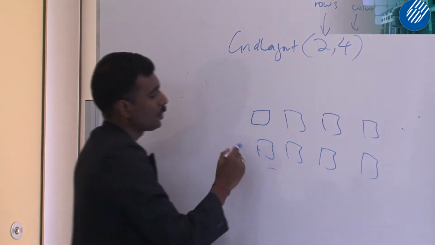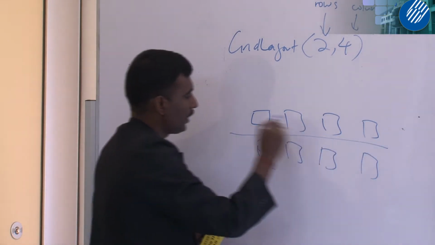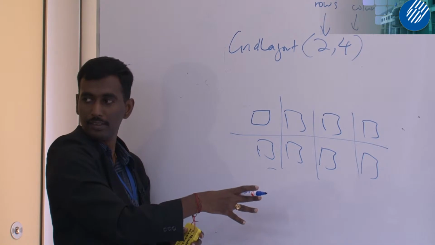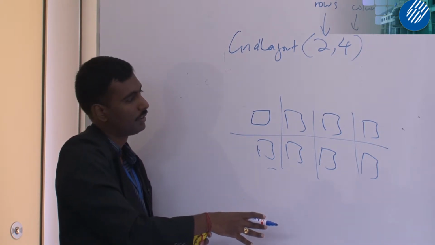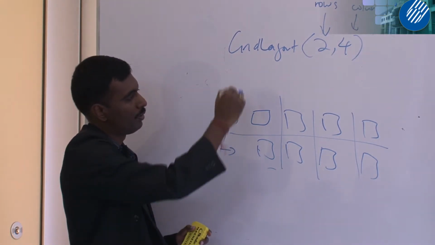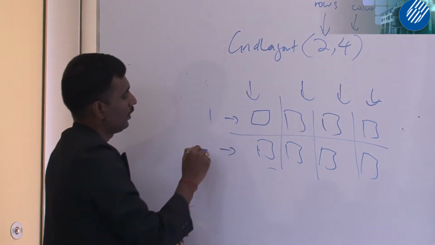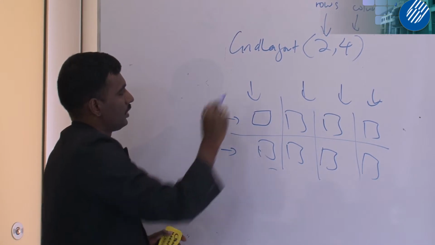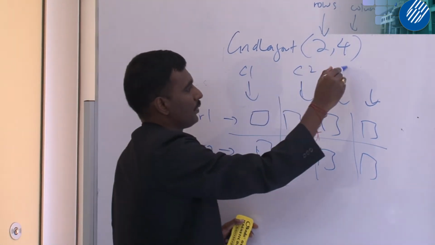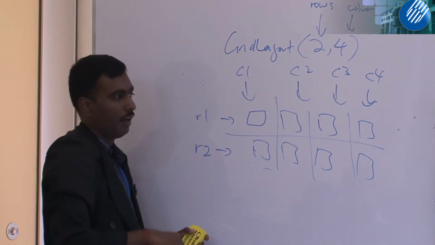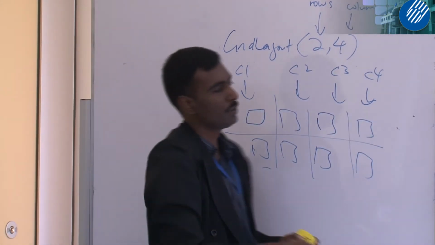Like this. How many rows do you have? 2. How many columns? 4. So it will be arranged like this: 2 rows, 4 columns. This is row 1, row 2. This is column 1, column 2, column 3, column 4. So altogether, 8 components. Does it look like a grid layout?